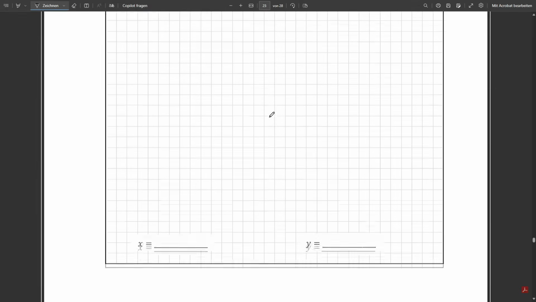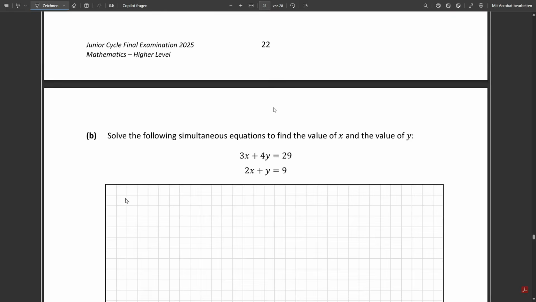Solve these simultaneous equations. I prefer to just sub one into the other. The second one looks a bit nicer. So let's say y is 9 minus 2x. Bring the 2x to the other side. And then we have 3x plus 4y. This is equation 2. This is equation 1.